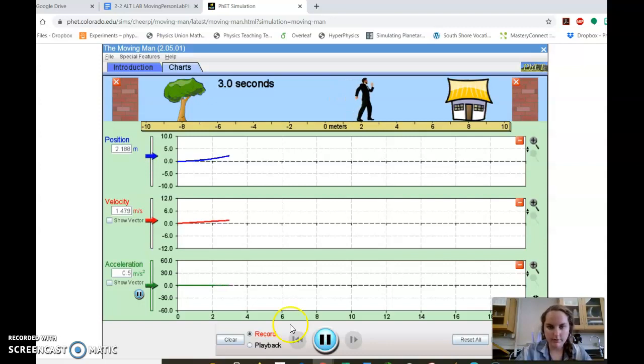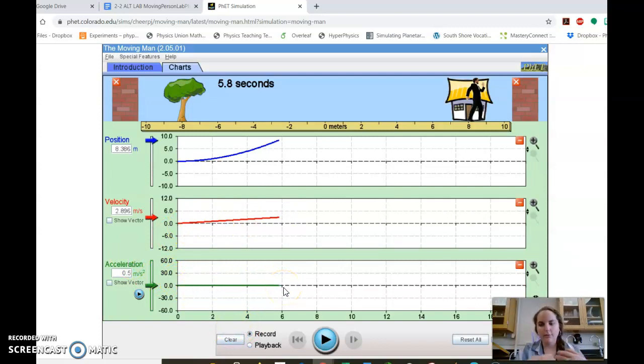So as you can start seeing, there's a little curve to our position versus time graph. And I'll stop it here. There's a little curve to our position versus time graph. This looks linear, and my acceleration is staying constant.